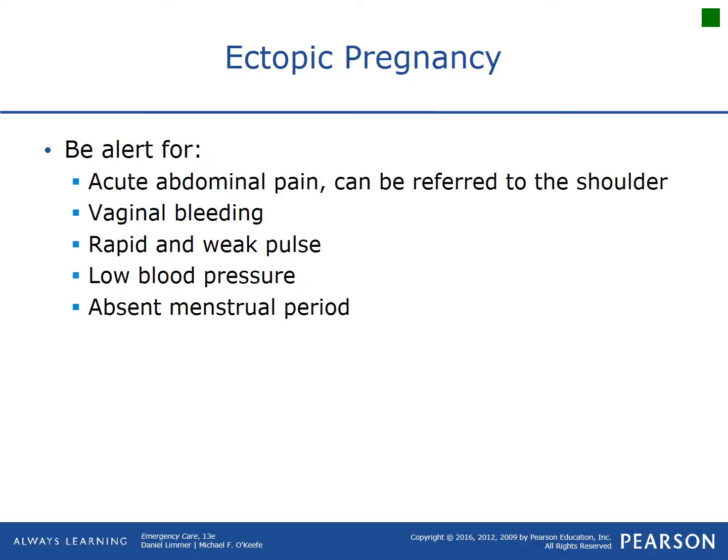So assess for bleeding, lower quadrant abdominal pain, rapid pulse, and low blood pressure, because they could be bleeding a little bit. Just make sure they're not in shock. Every childbearing patient with lower quadrant pain is an ectopic pregnancy until proven otherwise.